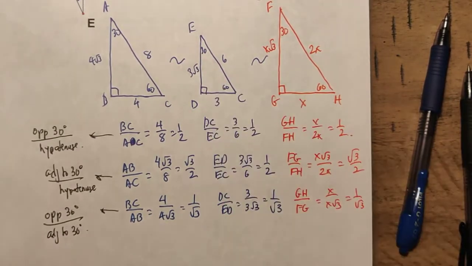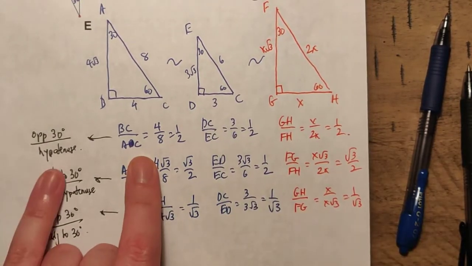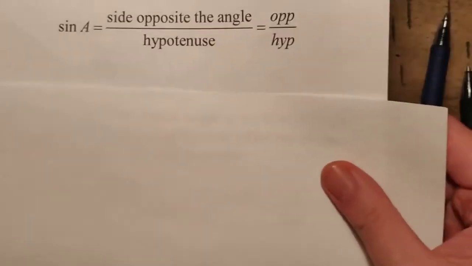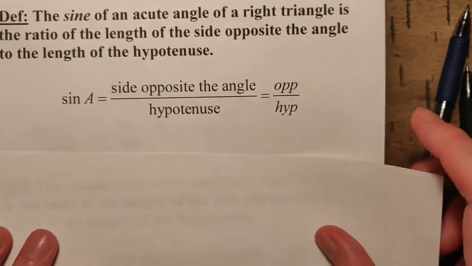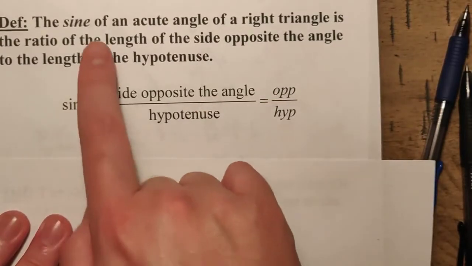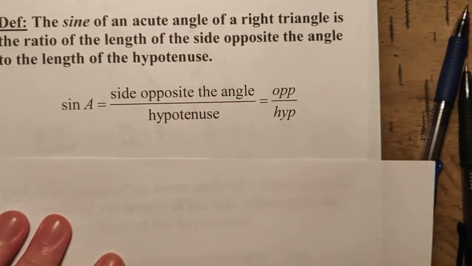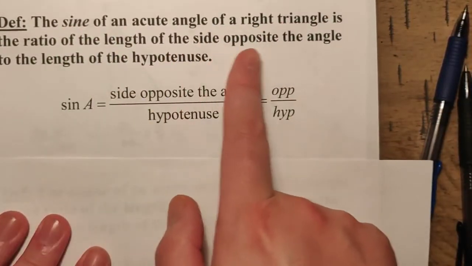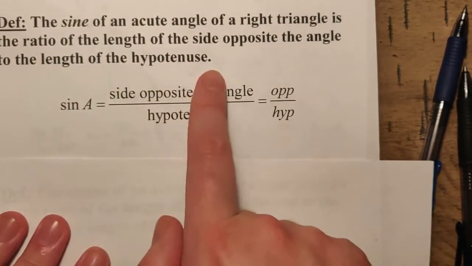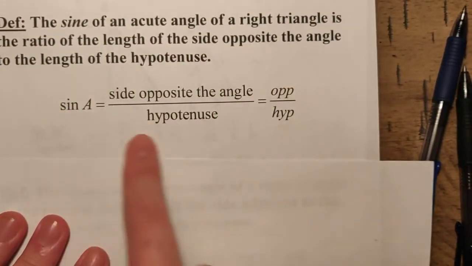Each of these three ratios here, the first ratio, we refer to as what is known as sine. So we can say the sine of an acute angle of a right triangle is the ratio of the length of the side opposite the angle to the length of the hypotenuse. So we can have this sort of thing here.